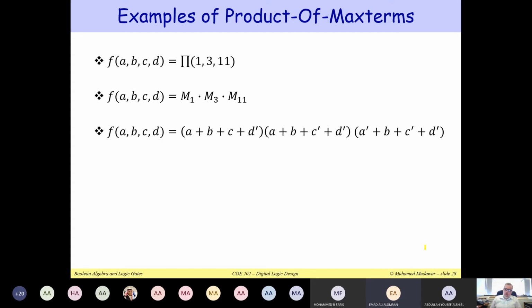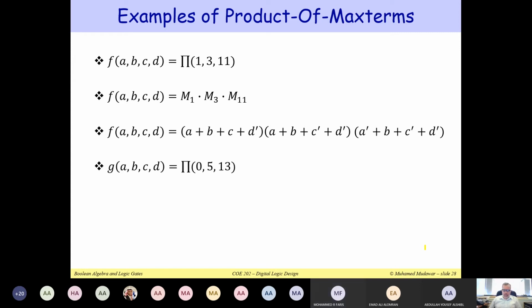Okay. So now we are correct. So you have to write the plus. The plus is the or operator. Okay, so this is now my function A, B, C, D, and it's written algebraically as the product of these 3 max terms.